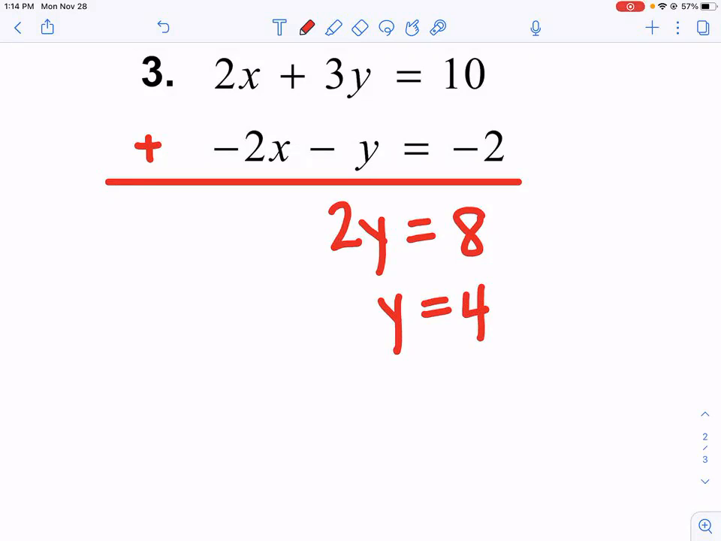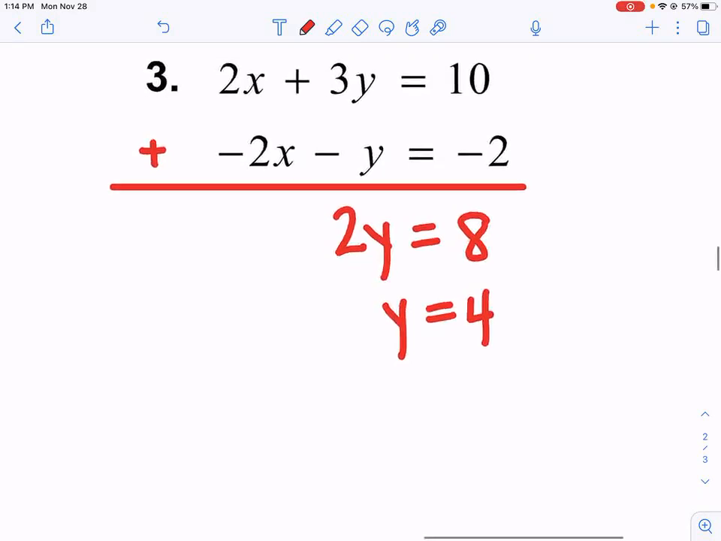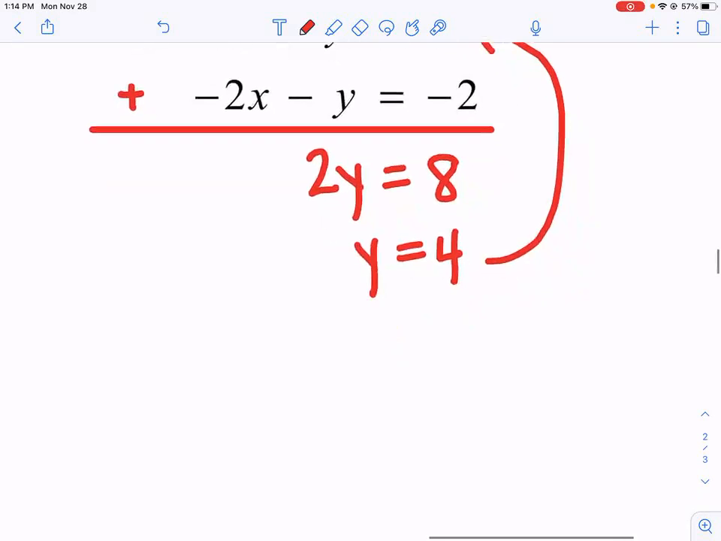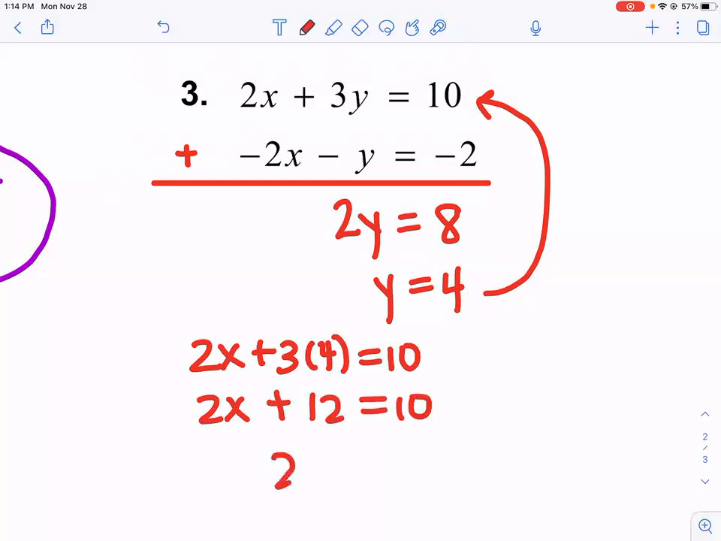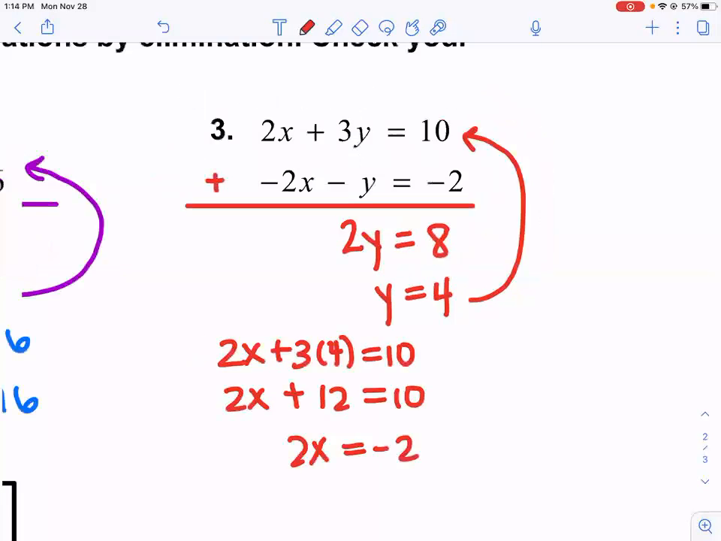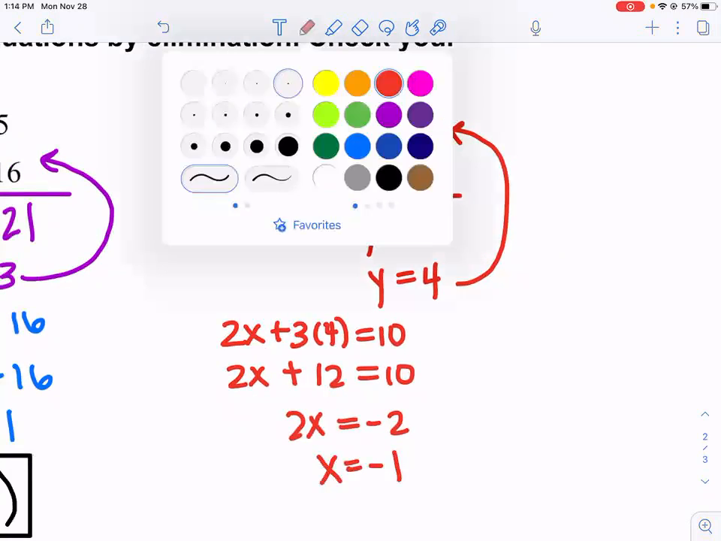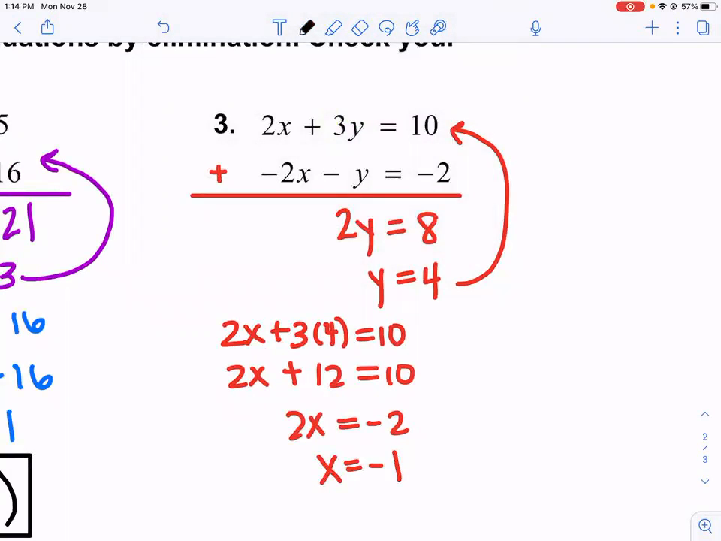Do you agree with y equals 4? It's a yes or no. So then Estelle, where did you put 4 into? Okay. So you have 2x plus 3y equals 10. What'd you get for x? So you're saying that these two lines intersect at the coordinate negative 1, 4.